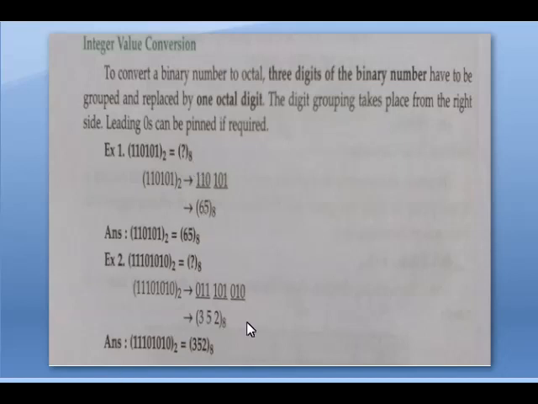0, 1, 0. This is one group. Next one is 1, 0, 1. That is the next group. Next 1, 1 is alone here. So you have to keep 0 in the left side. Okay. So from here we have to start the conversion.